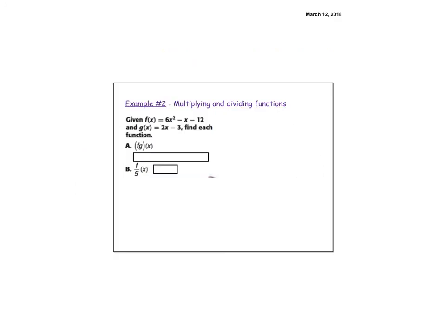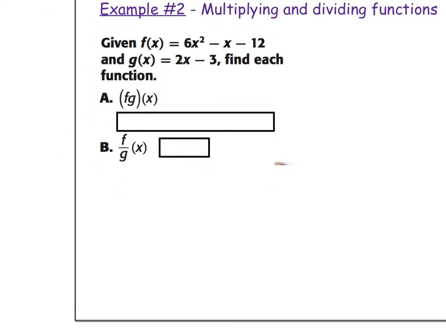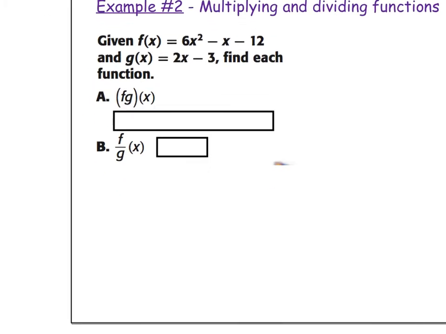Okay. Here's a second example, and this is multiplying and dividing functions. So let's do the multiplication one, part A first. I'm going to do it down here because it could take a little bit more space. An easy way to do this is to distribute. So I'm going to first show you what I mean. This is the first function, f of x, times the second function, 2x minus 3.